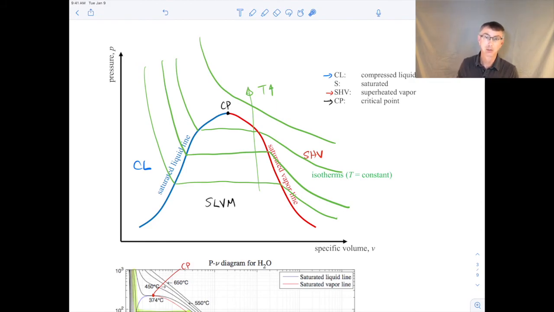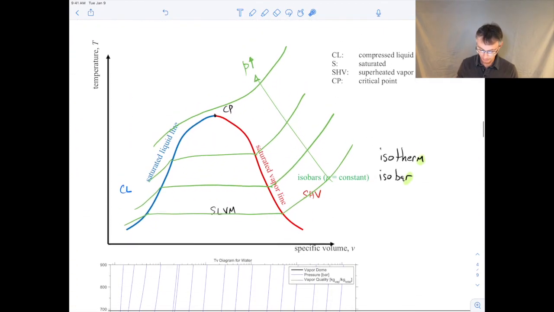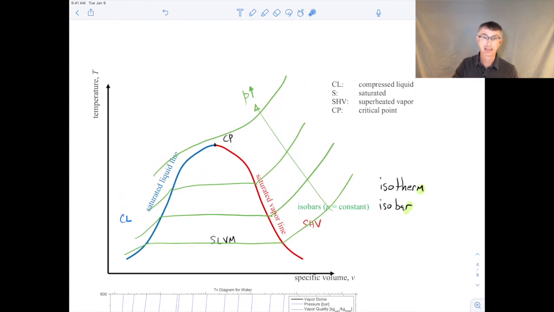It's kind of silly, I know, but it works. So isotherms go from the upper left to the bottom right, just like the M does. And an isobar goes from the bottom left to the upper right, just like the R does. Okay, so that's an easy way to remember it.